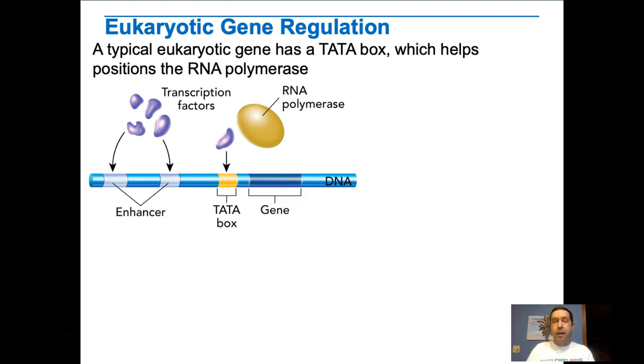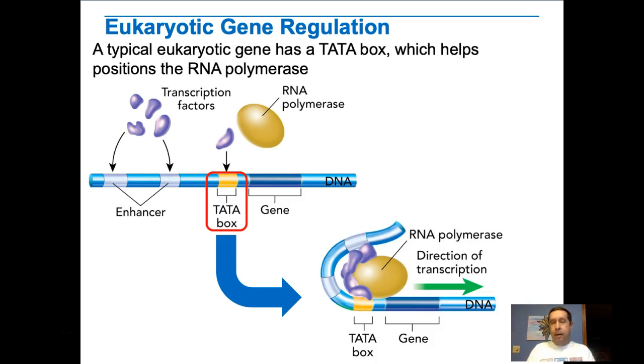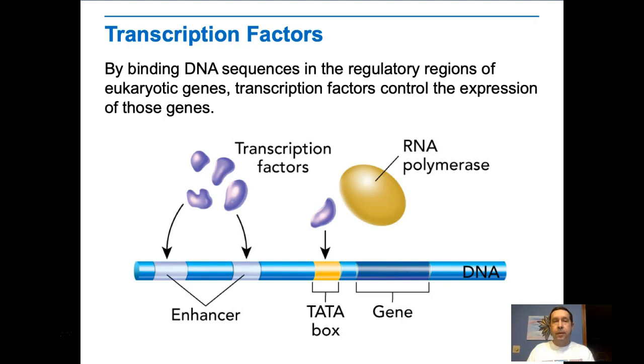Eukaryotes are a little bit more complicated. Typically there's an area upstream in front of the gene called the TATA box, which helps position the RNA polymerase. There are also transcription factors that bind to the enhancer regions, which also work to position the RNA polymerase so that it can transcribe the gene. So by binding DNA sequences in the regulatory region of the eukaryotic gene, transcription factors control the expression of those genes.